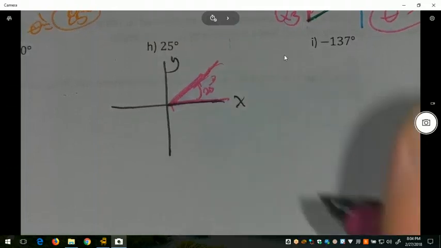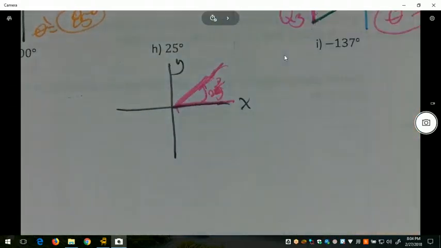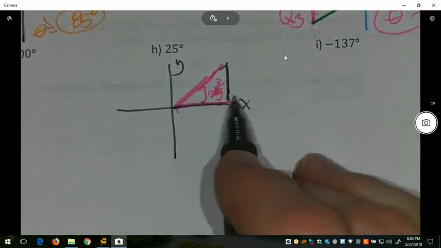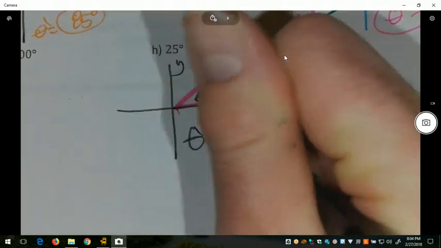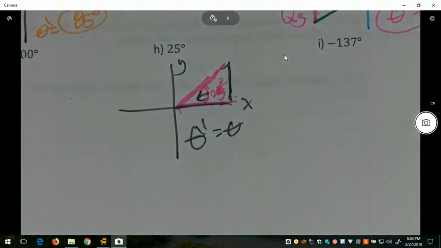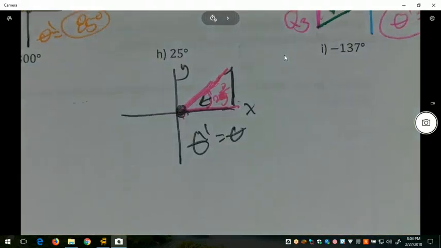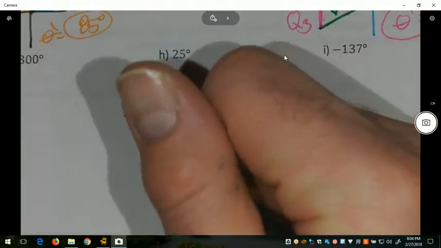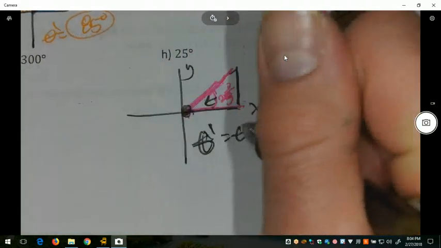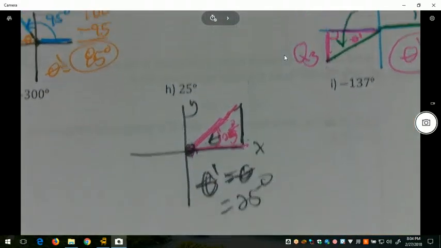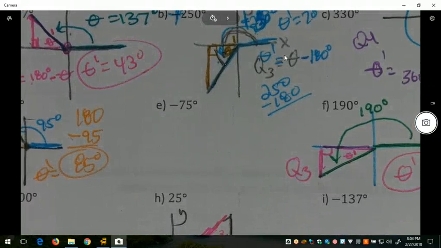I don't think I even paused the video, but 25 degrees is in quadrant 1, and in quadrant 1 we just drop an angle down and the angle's already acute. So theta prime is theta. I don't need a reference angle when I have an acute angle at the vertex of (0, 0) in quadrant 1. The reference angle is the angle itself, 25 degrees.